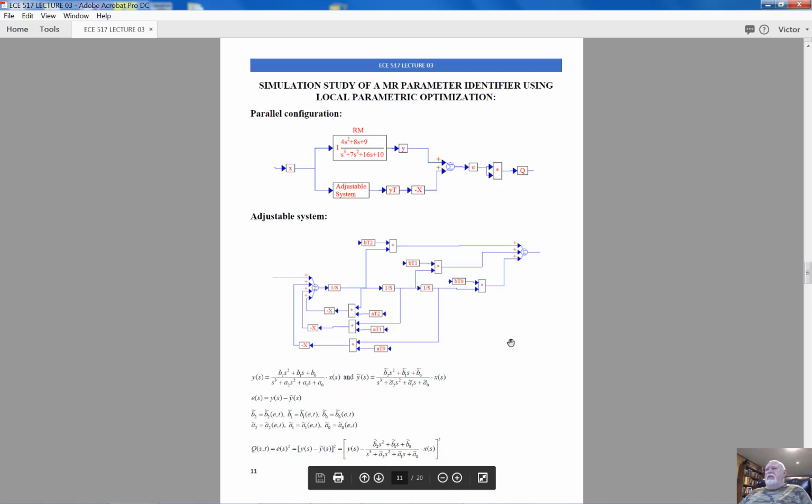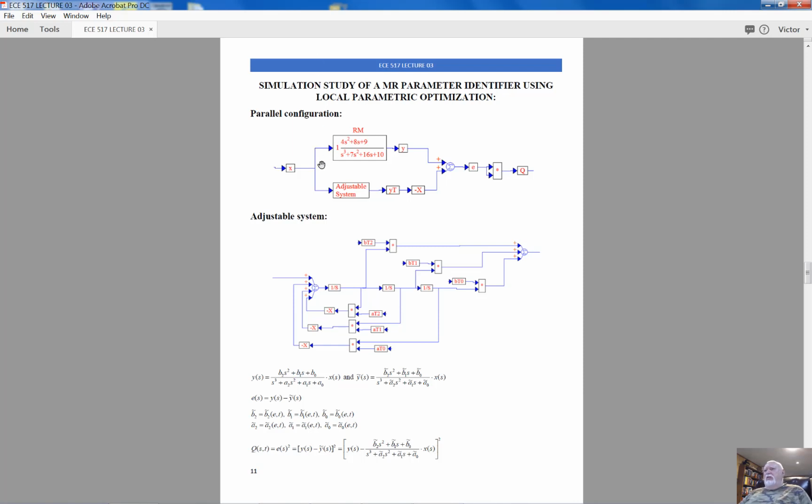I want to consider with you a simulation study of the model reference parameter identification system using local parametric optimization. I am not using the MIT rule. I am doing just gradient minimization. And I want you to see what is done.